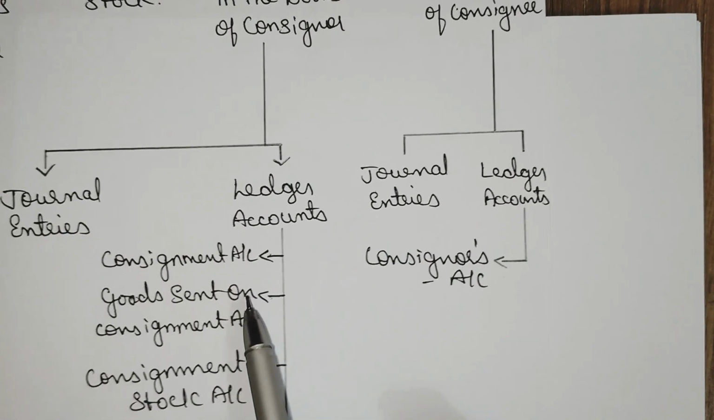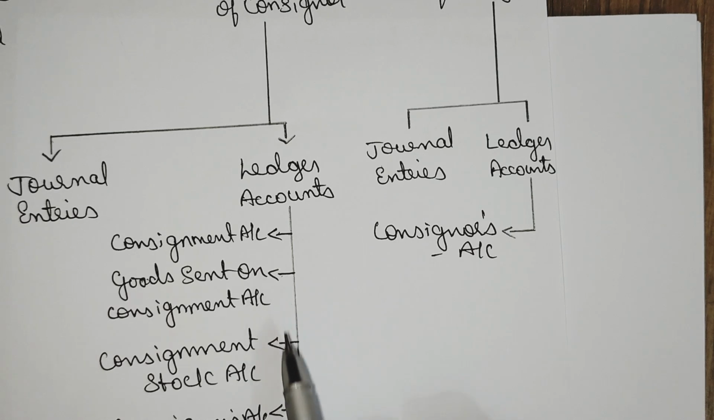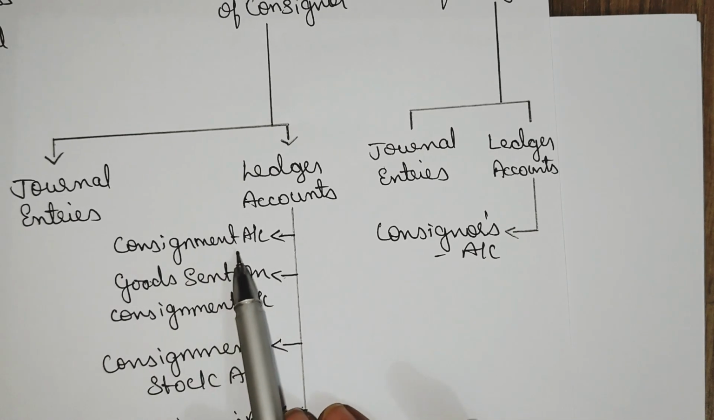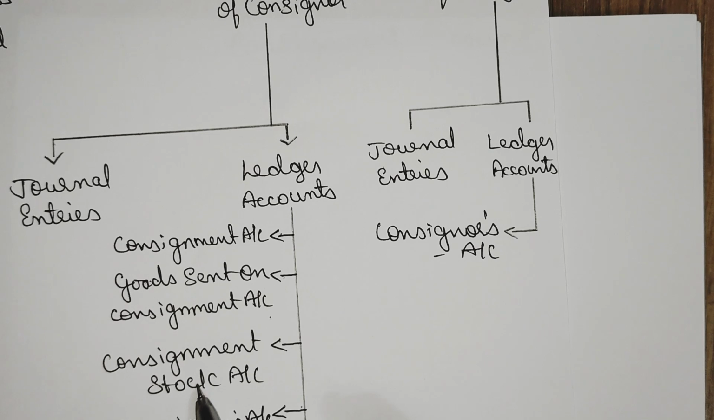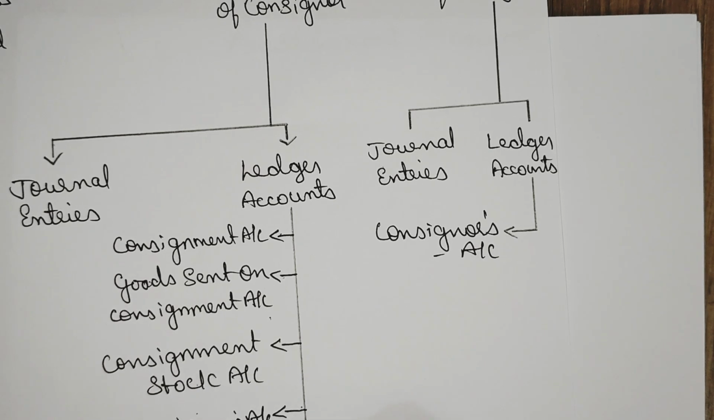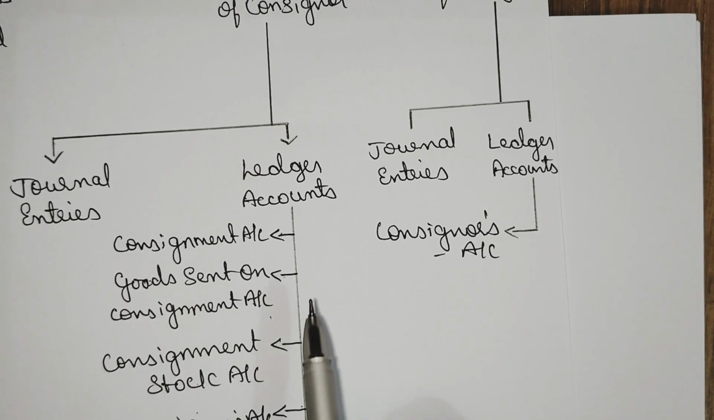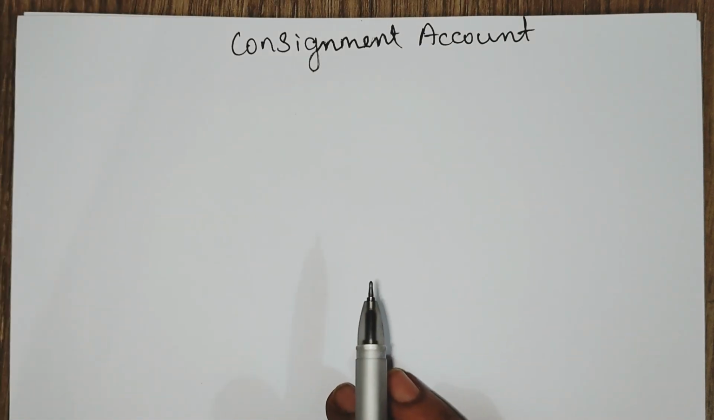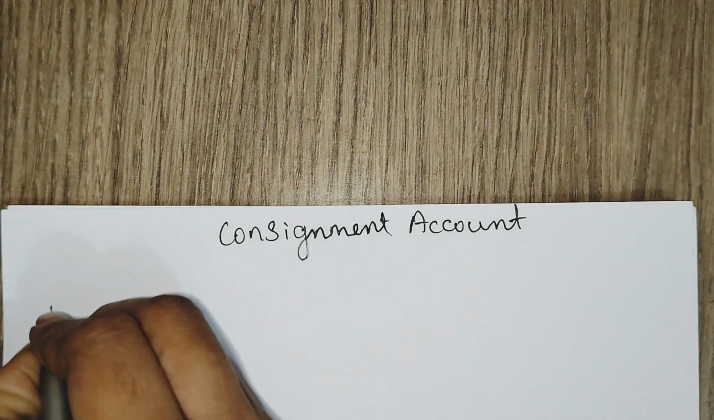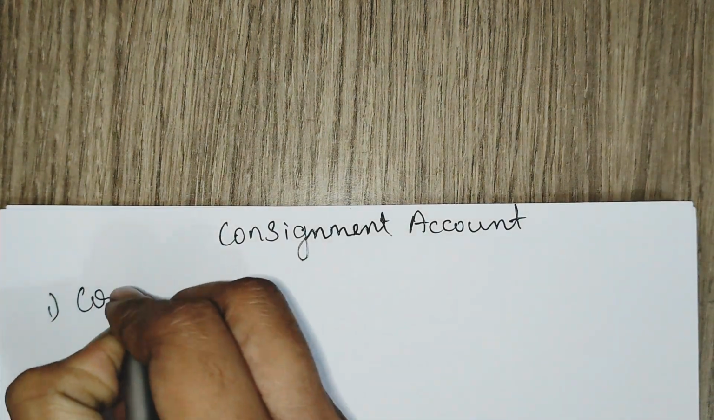In the books of the consignor, we prepare four ledger accounts: consignment account, goods sent on consignment account, consignment stock account, and consignee's account. These are the accounts we prepare in the books of the consignor. Let us understand first. The first account we prepare is the consignment account.